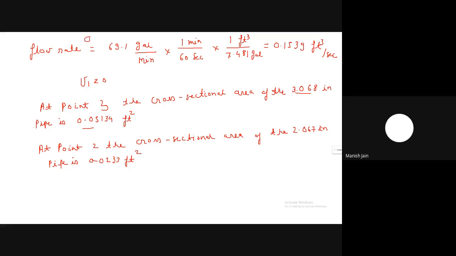This is the flow rate Q. We can calculate the velocity. So V2 equals Q divided by A2, where A2 is 0.0233. So Q equals 0.1539 divided by 0.0233. You will get the velocity, which is equal to 6.61 feet per second.